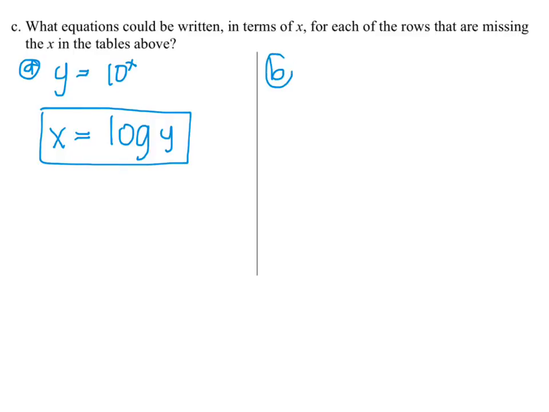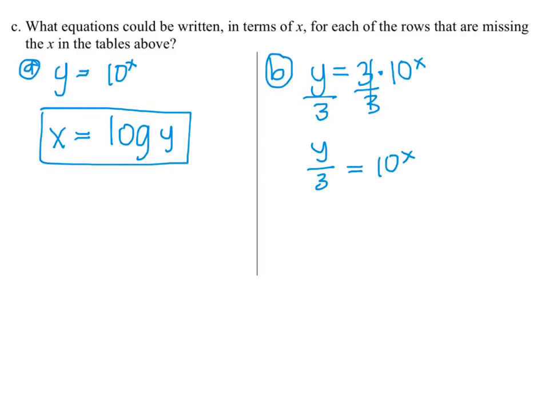We can do a similar thing for table B. For table B, I had y is equal to 3 times 10 to the x. I want to get x by itself, which means I need to first get rid of that 3. So I have that y over 3 is equal to 10 to the x. And then rewrite this in log form. x is equal to log of y over 3.